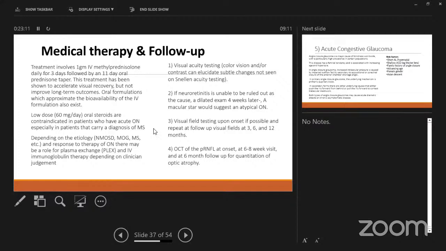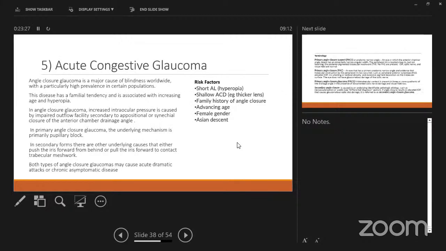In follow-up, visual acuity testing is important. Visual field testing, if possible, should be done at presentation, 3, 6, and 12 months, and OCT RNFL at onset, at the 6 to 8 weeks visit, and at 6-month follow-up for quantification of the optic atrophy.